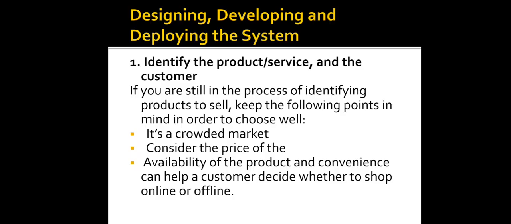Now, in order to design, develop and deploy the whole system of online business, we have to follow certain steps. In brief, we have 7 steps that we need to follow, which we'll be seeing one by one. Amongst which the first one is identify the product or service and the customer. Our first major step is we have to identify the product that we are selling, and in order to choose the product well, we have to keep certain points in mind.